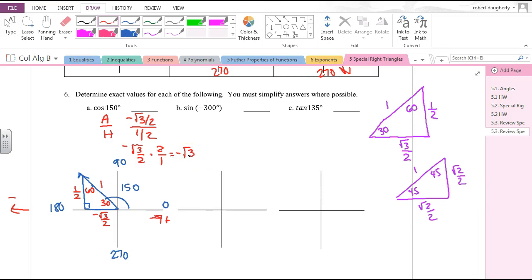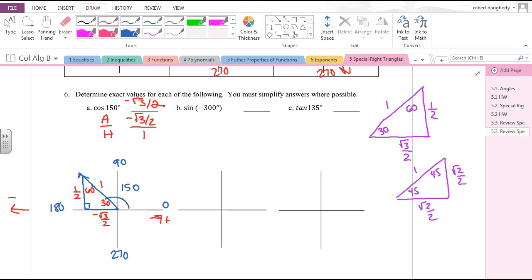Sorry, let me back up. All of that is a mistake. So, sorry. Adjacent over hypotenuse, negative square root of 3 over 2. The hypotenuse is 1, okay? So sorry about that. The answer to this is negative square root of 3 over 2. That is the cosine of 150.